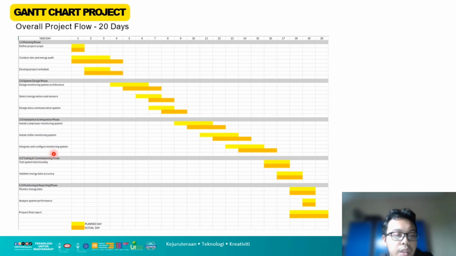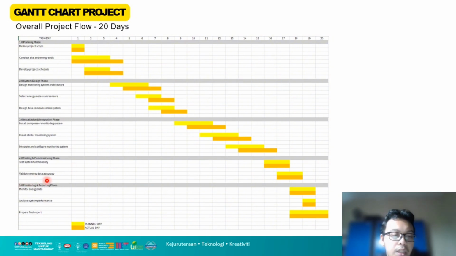Integrate and configure the monitoring system was planned for day 13 until day 15, but the actual was from day 14, and we ended at day 16. 4.0 is the testing and commissioning phase. Testing system functionality was planned for 2 days and we followed it for 2 days, on day 16 and day 17.